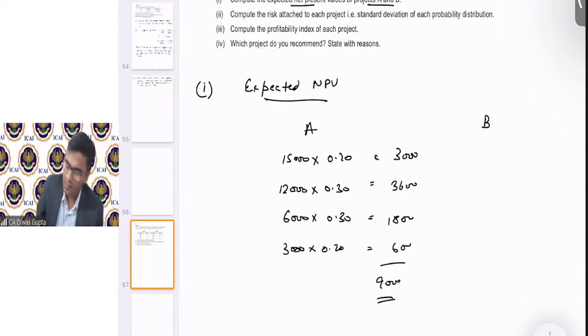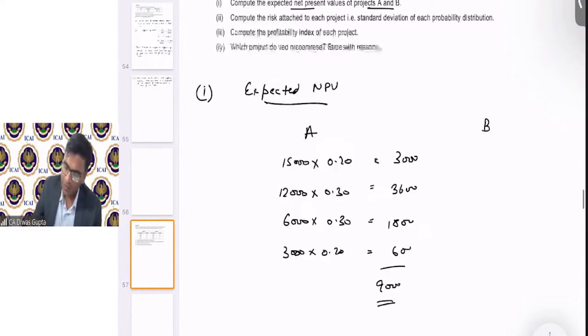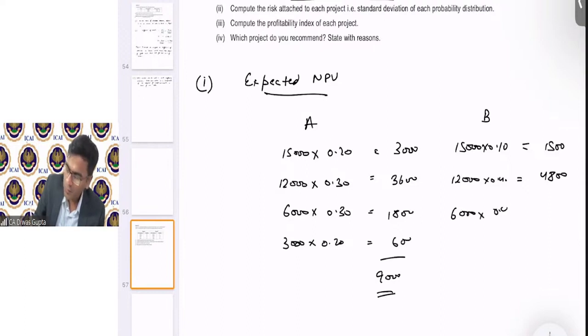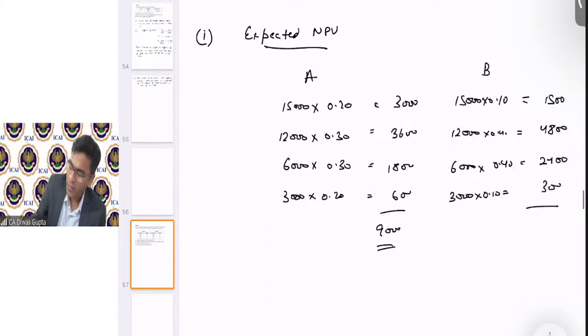Similarly, for project B, the observations are 15,000 into 0.1, which is 1,500. Then 12,000 into 0.4, 4,800, 6,000 into 0.4, 2,400, and 3,000 into 0.10, which is 300. Okay, students. So this comes as 9,000 again. So both of them are coming as 9,000.